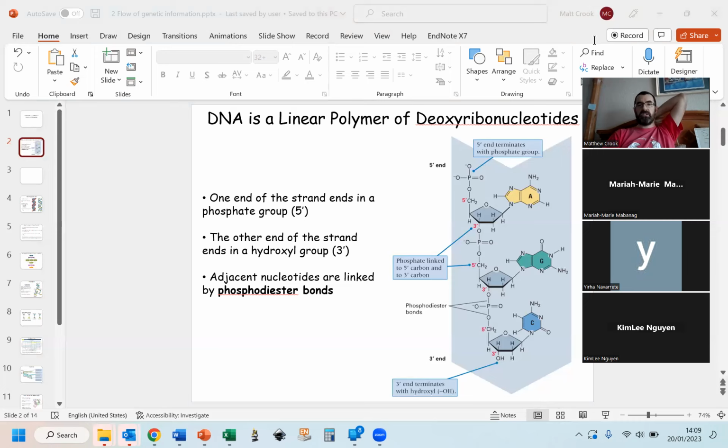I'll type up stuff in the chat as I go along. DNA is an anti-parallel double helix, right? So that's kind of an important definition to make note of.